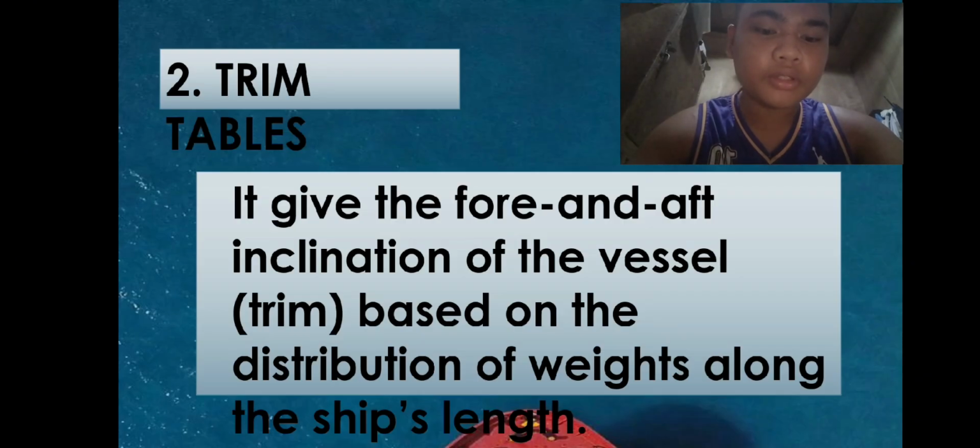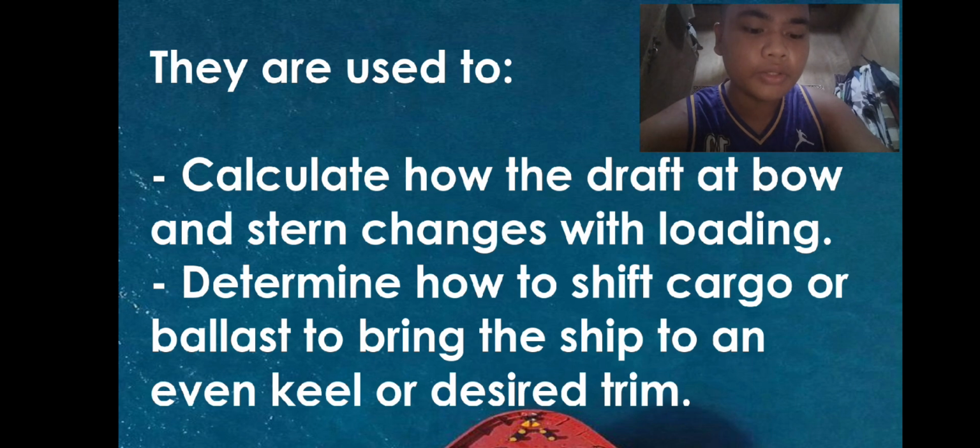Trim. It is given for inclusions of the visuals. Trim is based on the distribution of weight along the ship's length. Trim diagrams are used to calculate how the draft at the bow and the stern changes with loading, and to determine how to shift cargo or ballast after bringing the ship to an even keel.